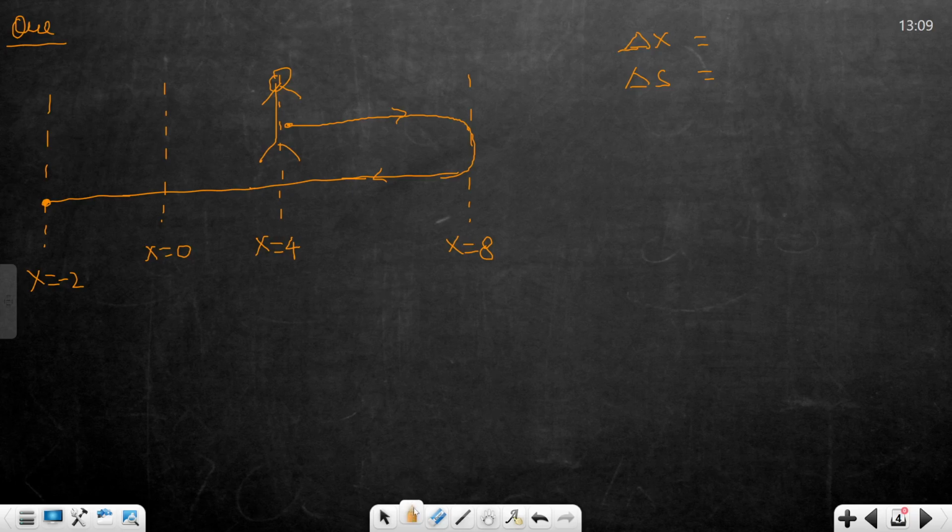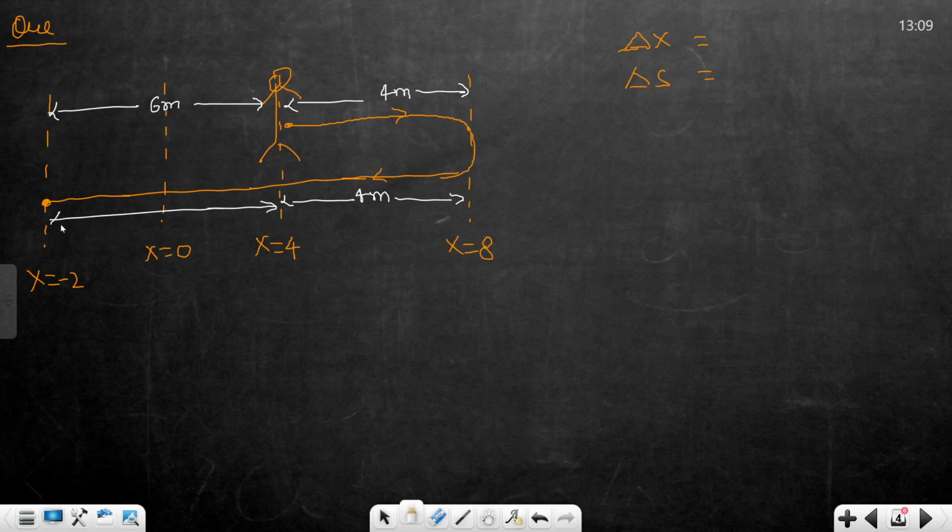So the answer: delta x is 6 meter. Yeah, correct. And delta S, this is 40. 6 meter. This is 6 meter, and this length is, first he covered 4 meter in forward direction, then he covered 4 meter in backward direction, then he covered 6 meter in backward direction. Clear? So what about the delta S?